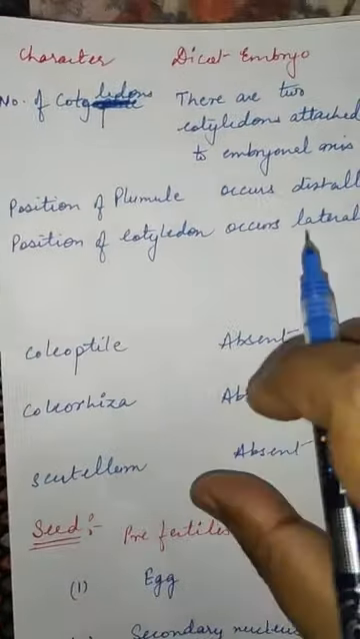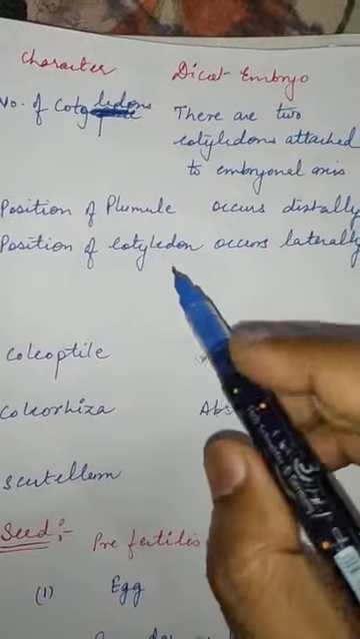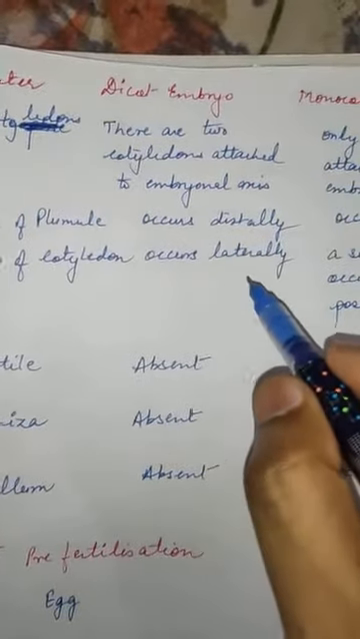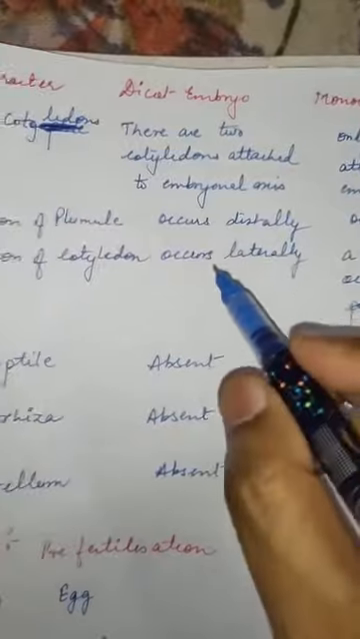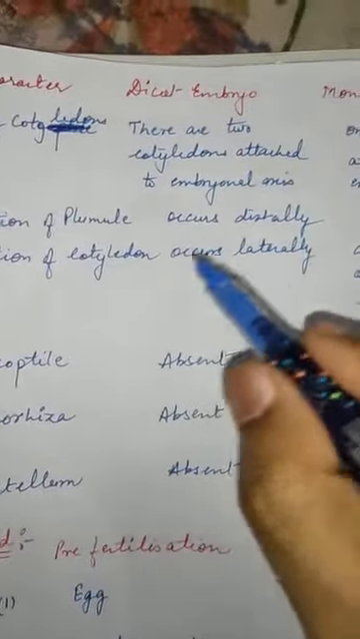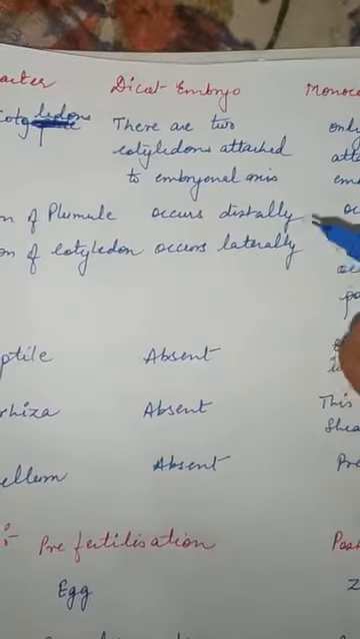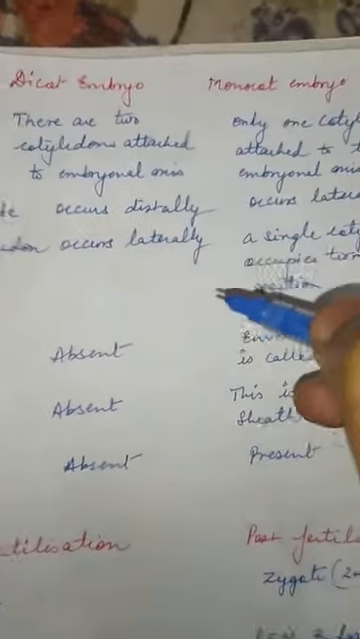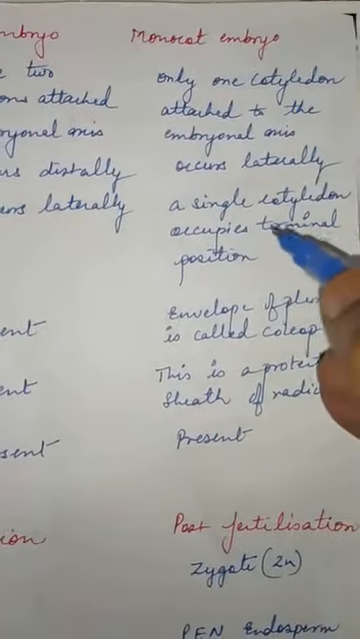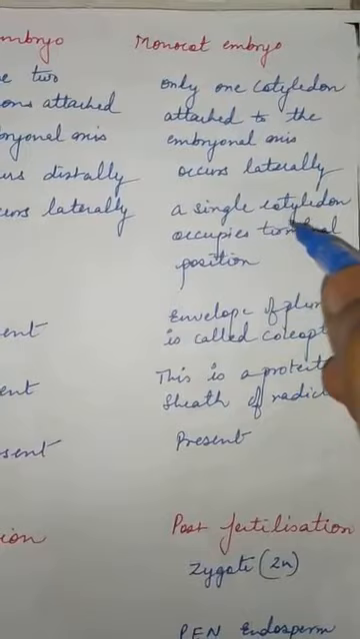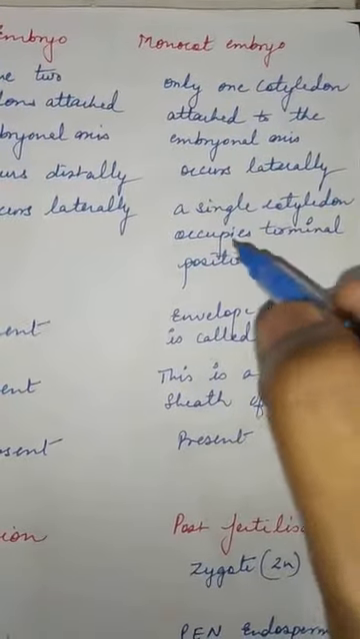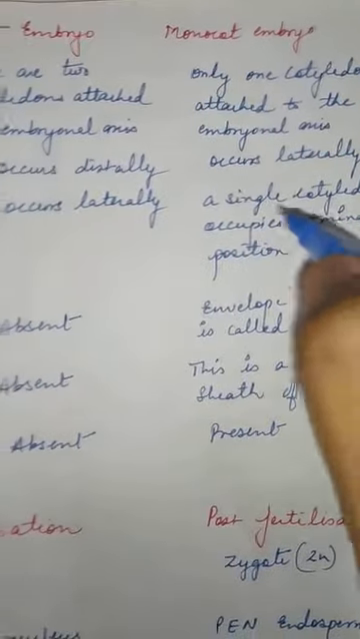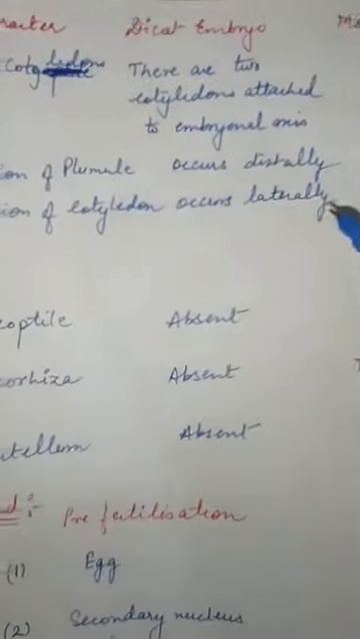Now the position of cotyledons. In a dicot embryo, it occurs laterally, right? The position of cotyledons we have seen in this structure, they are present at the lateral side, right? And here you will see a single cotyledon occupies a terminal position. Here the position is terminal and here the position is lateral.